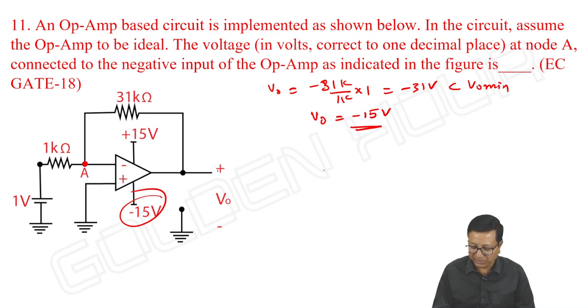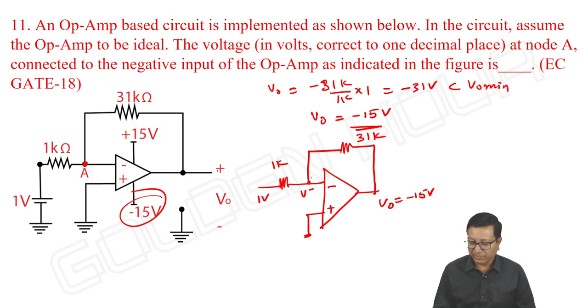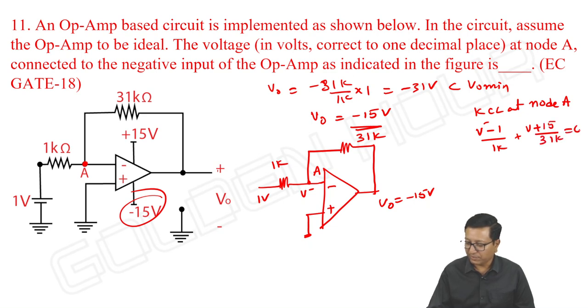We know that procedure so many times, right? Even earlier also I mentioned it. So, minus 15 volts, 31k, 1k and 1 volt. So it is V minus. Let me take it as node A. KCL at node A: (V minus minus 1) by 1k plus (V minus minus (minus 15)) by 31k is equal to 0.